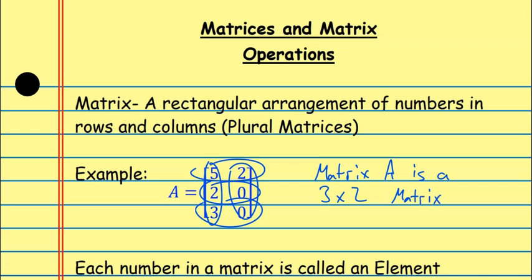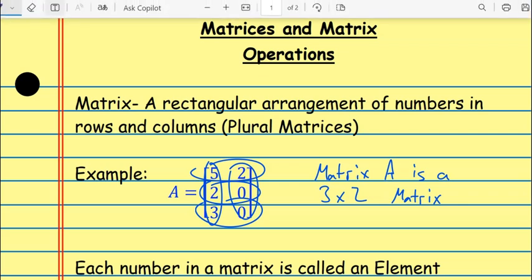Okay, so when we talk about these things, and when you're trying to plug these things into a graphing calculator and stuff like that, you need to tell it what size matrix it is. And so you have to tell it a 3 by 2 if you want a matrix that has these particular dimensions. Okay.